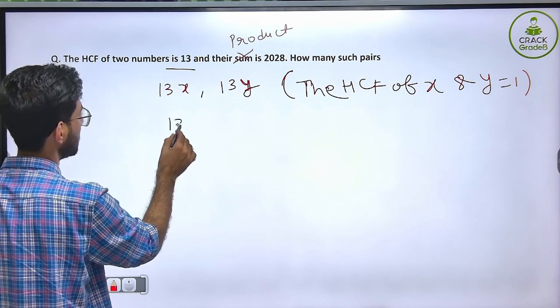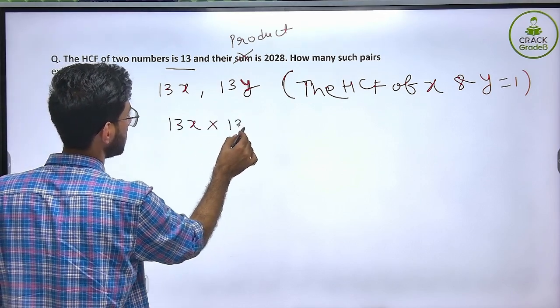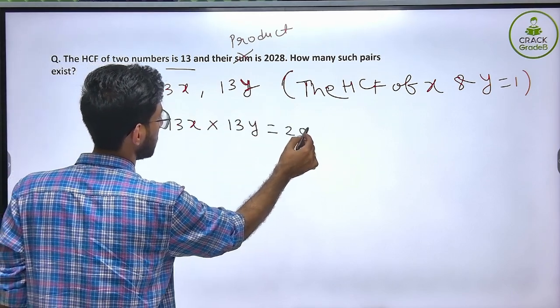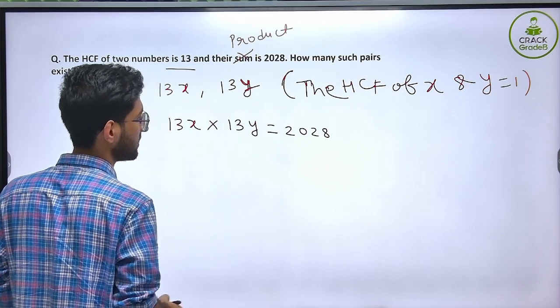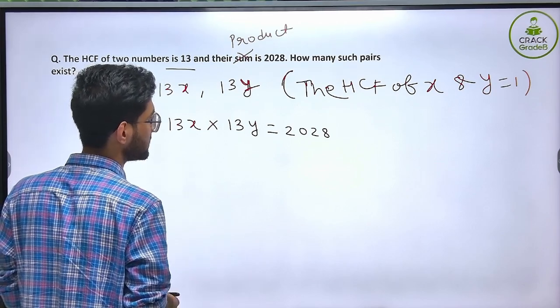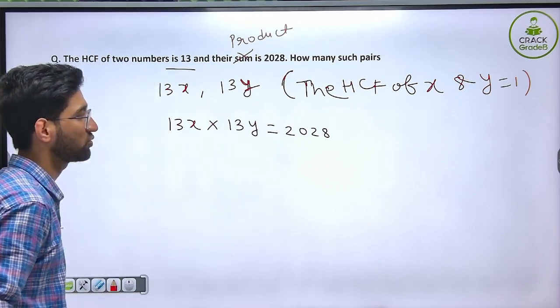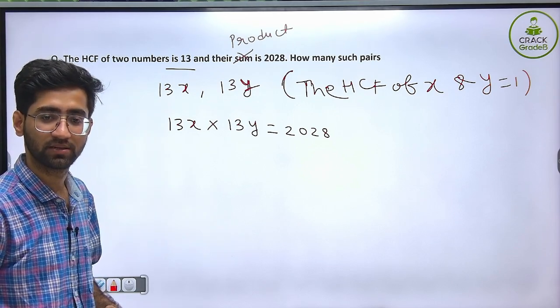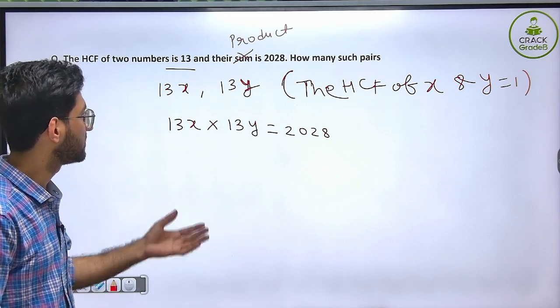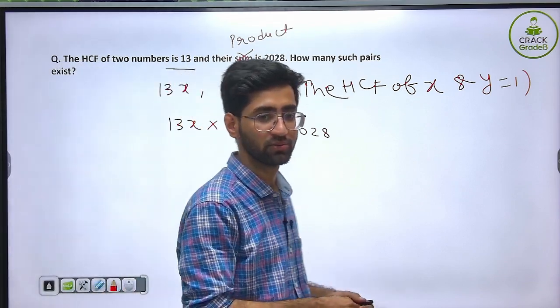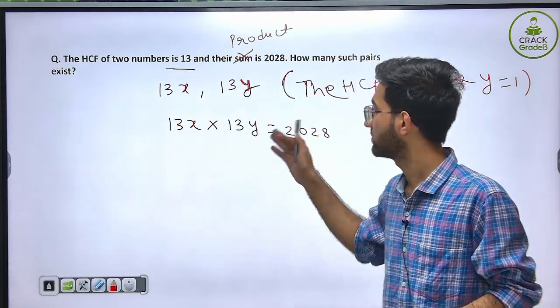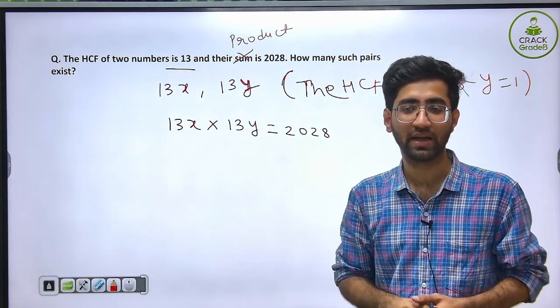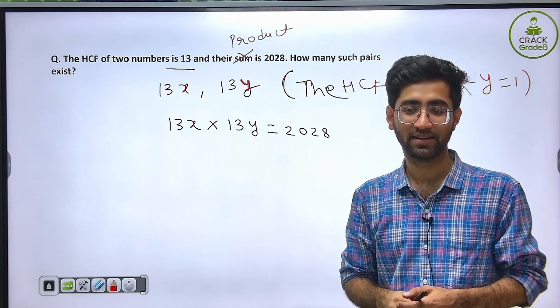So basically 13x into 13y equal to 208, right? So similarly if you proceed with this question, you can solve it. Let it be the homework for you, that you will have to solve. You will have to find the values of x and y, right?